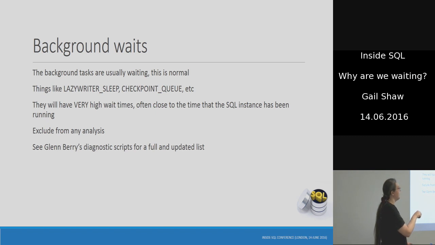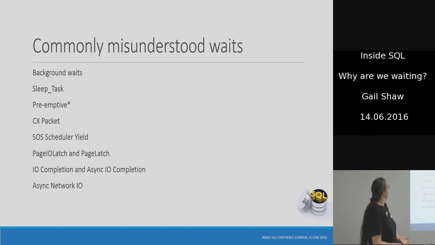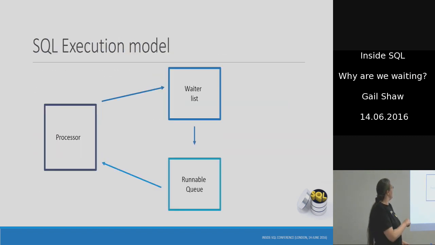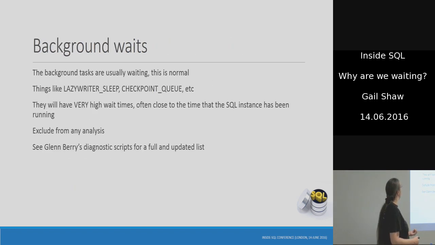And while it's doing nothing, it's posting LAZYWRITER_SLEEP as a wait type, because it has to. Because SQL Server's execution model requires that if it's not on the processor, which it's not, and it's not in the runnable queue, which it's not because it doesn't want to run, it has to be on the waiter list. And if it's on the waiter list, it has to declare a wait type. So it does. It declares a wait type of lazy writer sleep. Essentially, the lazy writer says, I'm asleep, wake me when something interesting happens. And that's exactly what SQL will do. When it's time for the lazy writer to do something, it gets signaled that it's no longer asleep. Hop into the runnable queue, onto the processor.